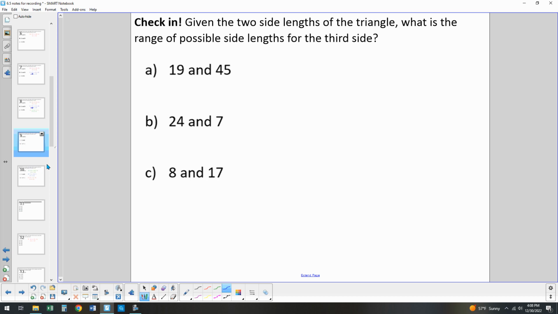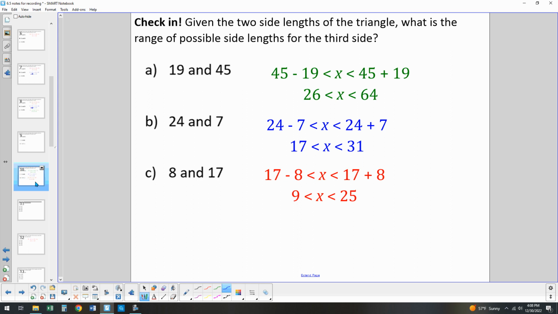So you're going to try this, same idea. Given the two side lengths, what is the range of possible side lengths for the third side? Try it. Pause when you're ready to see your answer, hit play. All right, for part A, it's between 26 and 64. For part B, it's between 17 and 31. And for part C, it's between 9 and 25.